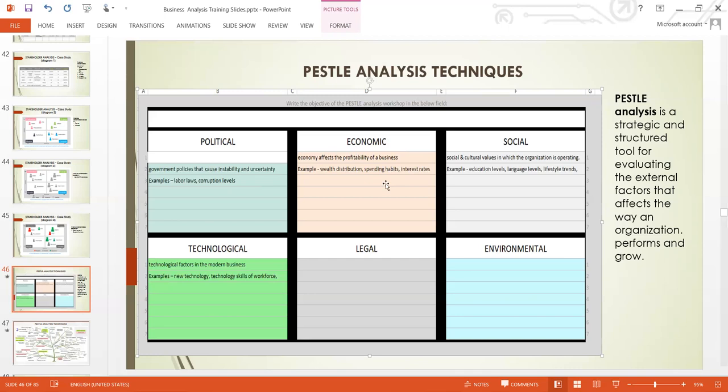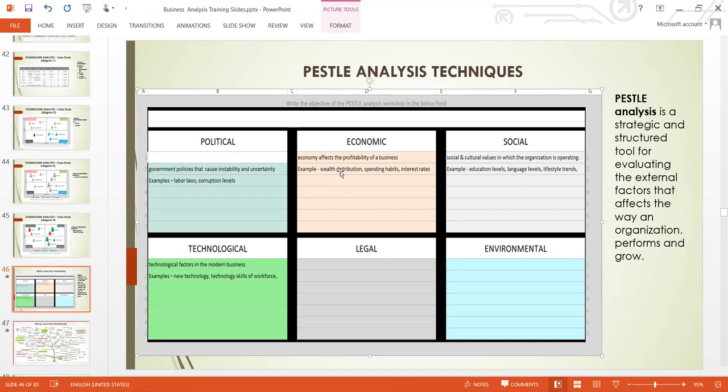Then we look at economic factors. Economic factors affect the profitability of a business. Examples of such are wealth distribution, spending habits, and interest rates. Using spending habits as an example, when the spending habit is very low, the economic activity is going to be very sluggish when people don't spend money. Everything within the market is going to be dull, and it's going to affect the profitability of the companies or the organization.